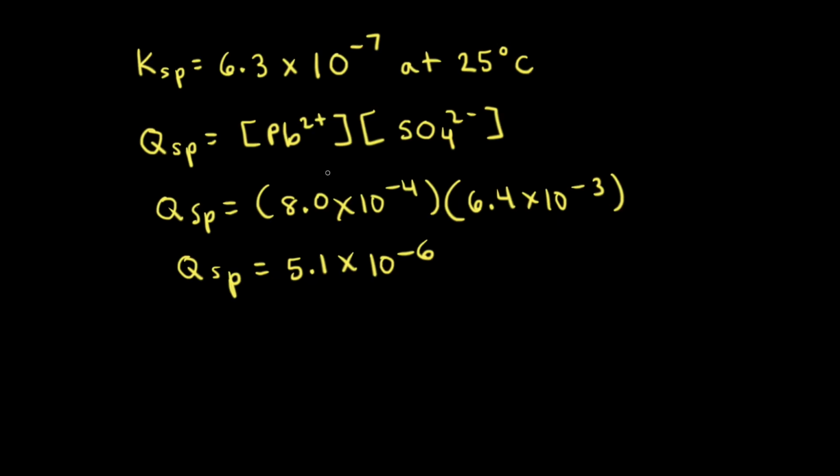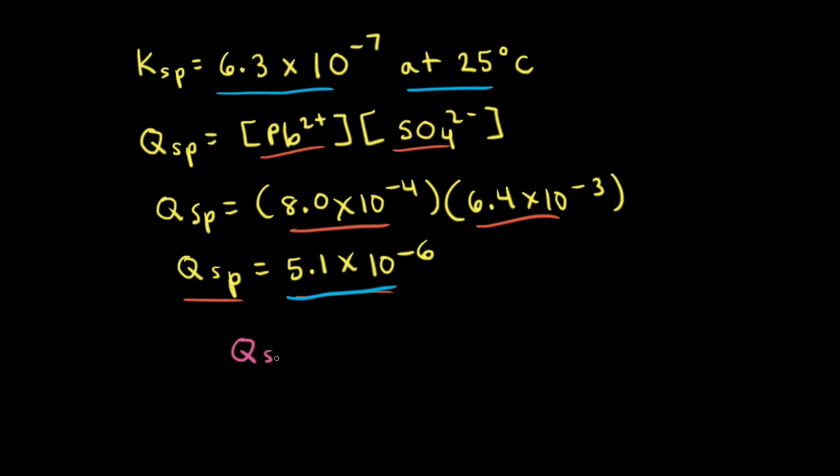Now that we know the concentrations of lead 2 plus ions and sulfate ions after the two solutions have been mixed, we can plug those concentrations into our QSP expression and solve for QSP. So at this moment in time, QSP is equal to 5.1 times 10 to the negative 6. At 25 degrees Celsius, the KSP value for lead 2 sulfate is equal to 6.3 times 10 to the negative 7th. QSP at this moment in time is 5.1 times 10 to the negative 6th. Therefore, QSP is greater than KSP.